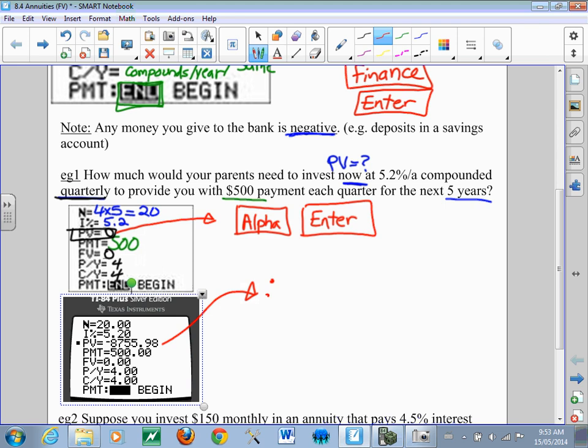So let's do a therefore statement. Therefore, parents need $8,755.98. Don't forget your dollar sign. Now to make those regular payments.